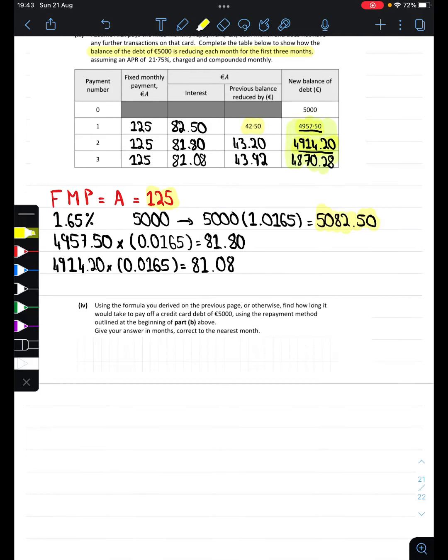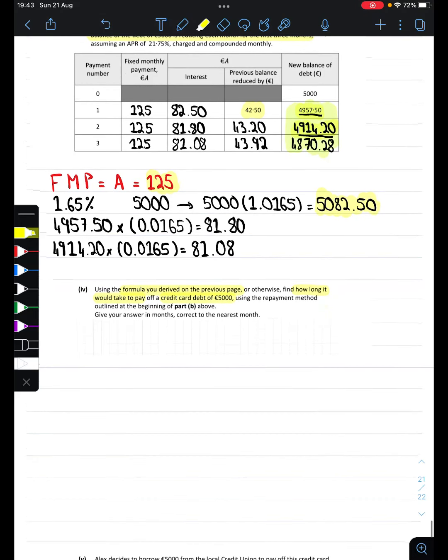Now on to part 4. Using the formula you derived on the previous page or otherwise, find how long it would take. How long will it take to pay off a credit card debt of $5,000 using the repayment method outlined in the beginning of part B? So the repayment method we've been talking about. Give your answer in months correct to the nearest month.